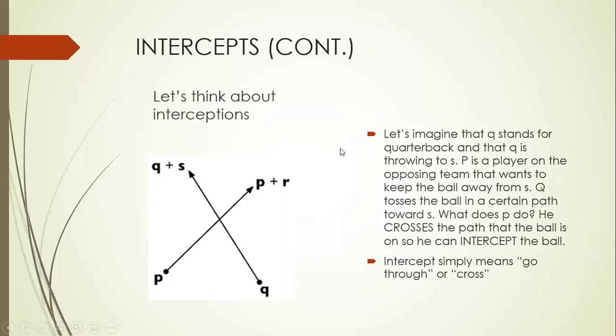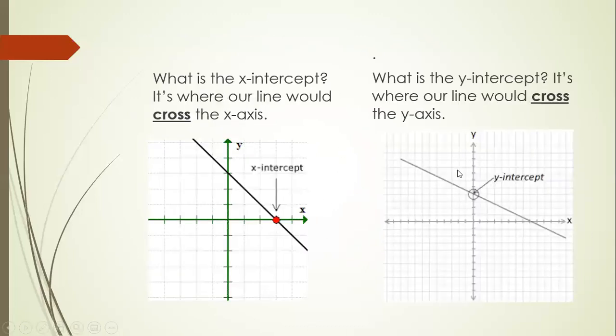So now let's apply that to math. What is the x-intercept? It's where our line would cross the x-axis. This is the x-axis. This is our line. Where does it cross the x-axis? That's the x-intercept. What is the y-intercept? It's where our line would cross the y-axis. This is the y-axis, right? This is our line. Our line crosses the y-axis at the y-intercept.